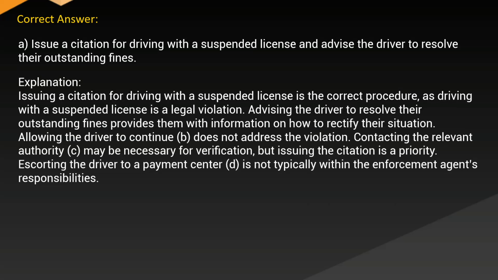Correct answer, A. Issue a citation for driving with a suspended license and advise the driver to resolve their outstanding fines. Explanation. Issuing a citation for driving with a suspended license is the correct procedure, as driving with a suspended license is a legal violation. Advising the driver to resolve their outstanding fines provides them with information on how to rectify their situation. Allowing the driver to continue, B, does not address the violation. Contacting the relevant authority, C, may be necessary for verification, but issuing the citation is a priority. Escorting the driver to a payment center, D, is not typically within the enforcement agent's responsibilities.